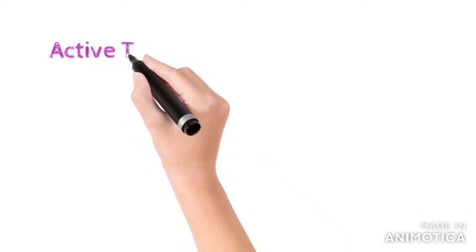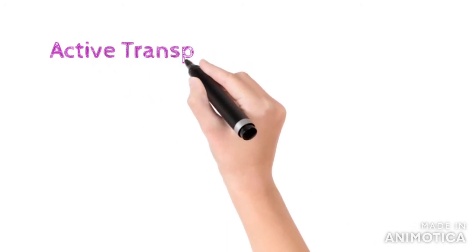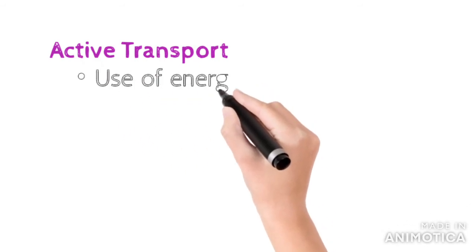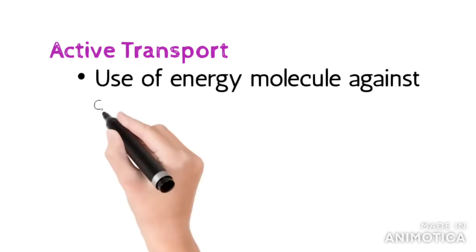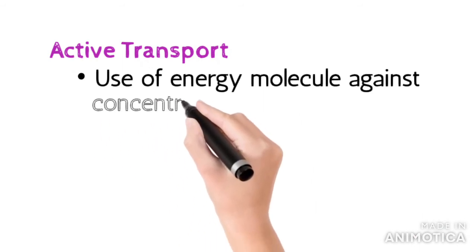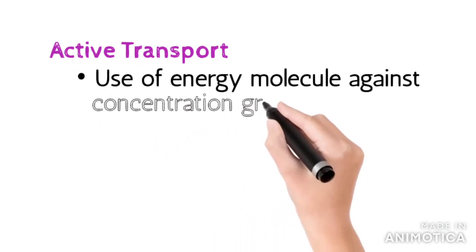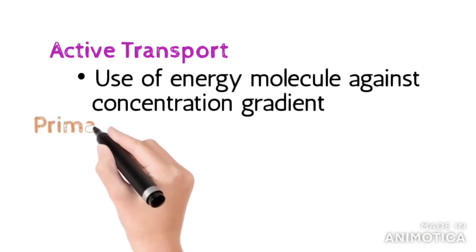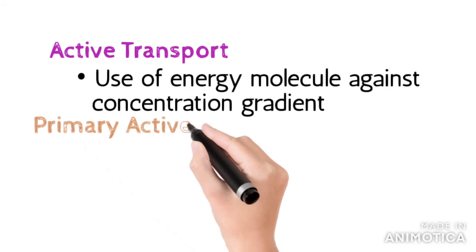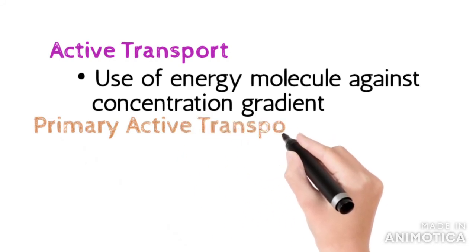The next one is active transport. It is a transport that uses energy molecules for the movement of molecules against the concentration gradient, from lower concentration to the higher concentration. There are two types of active transport. Number one is primary active transport and the second one is the secondary active transport.